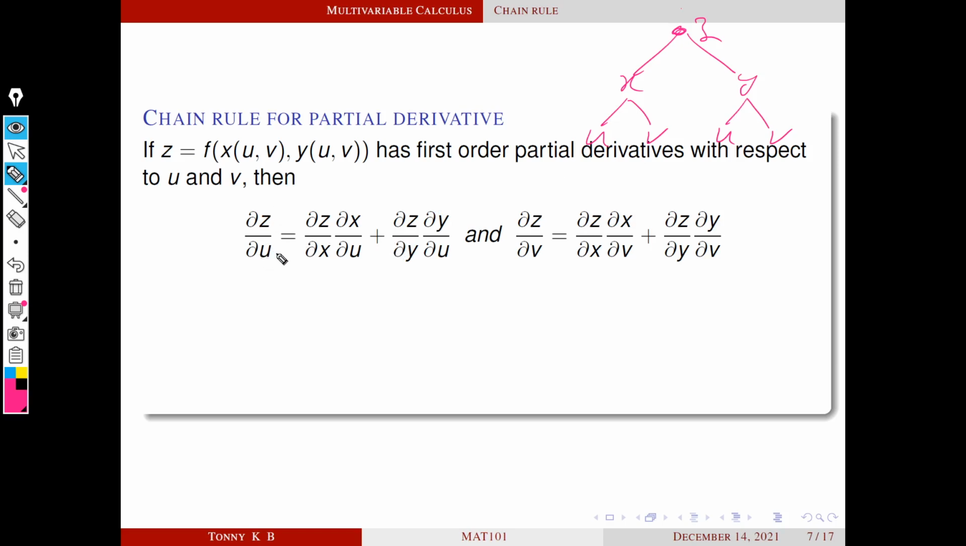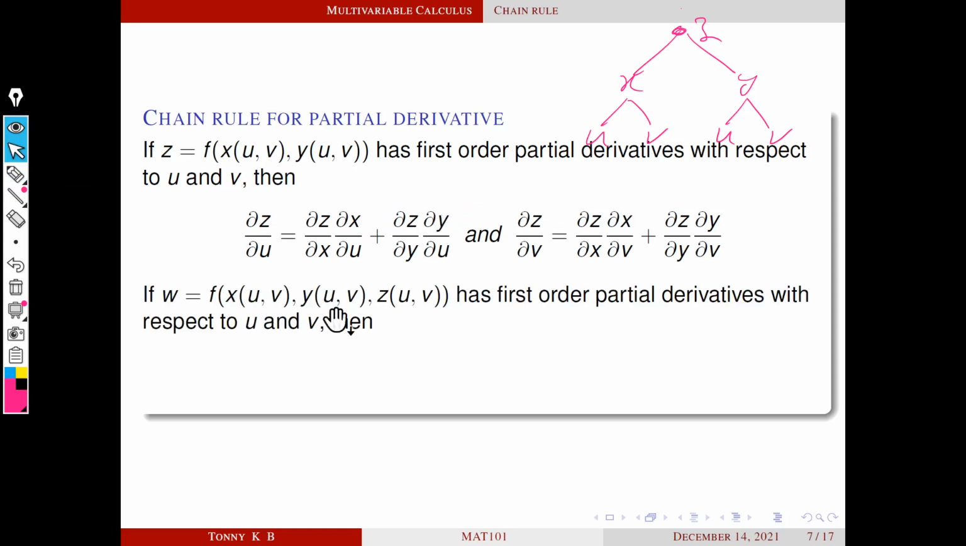So dou z by dou u is equal to, first you differentiate along this leg, dou z by dou x into the derivative of x with respect to u. But here x depends on two variables. That's why we use the partial derivative dou z by dou x, plus along this leg dou z by dou y into dou y by dou u. Okay, similarly you can define the partial derivative of z with respect to v. We can also extend this result to any number of variables.